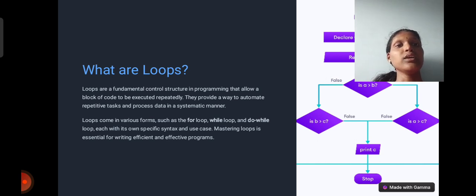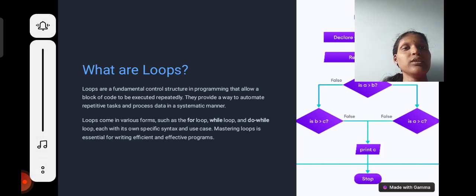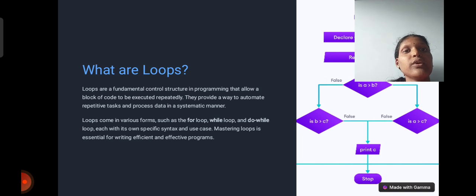Loops come in various forms, such as the while loop, the do-while loop, and the for loop, each with its own syntax and use case. Mastering loops is essential for writing efficient and effective programs. This is a small example of what loops are.